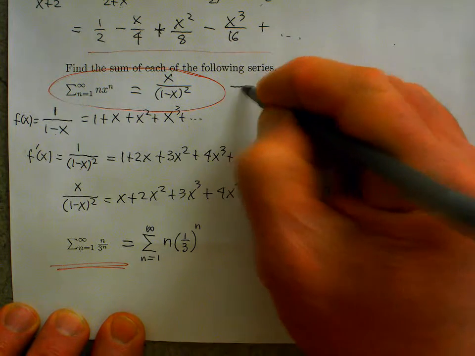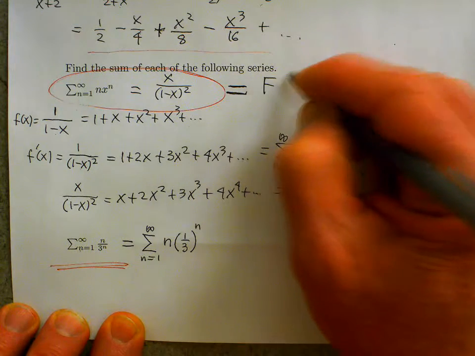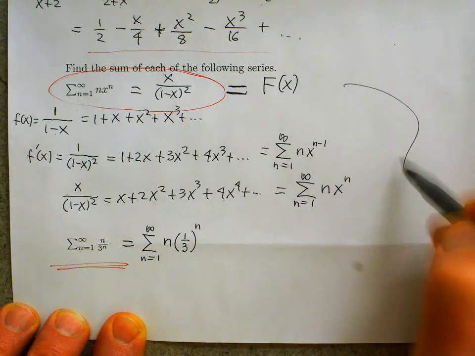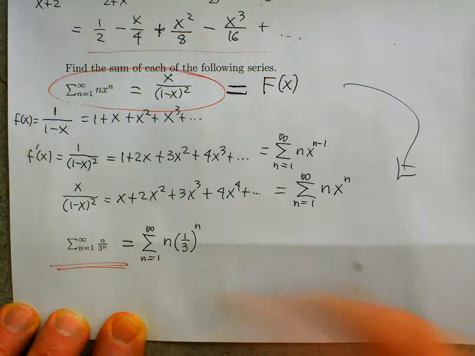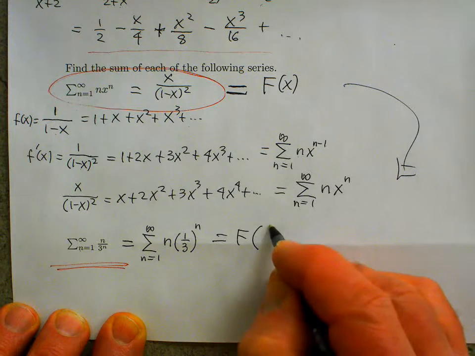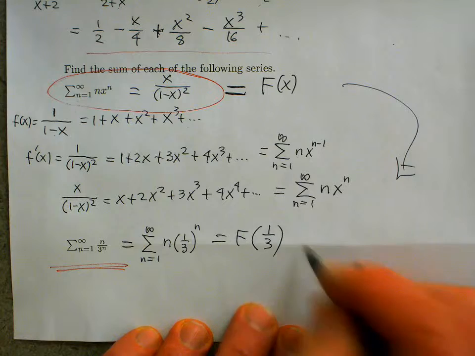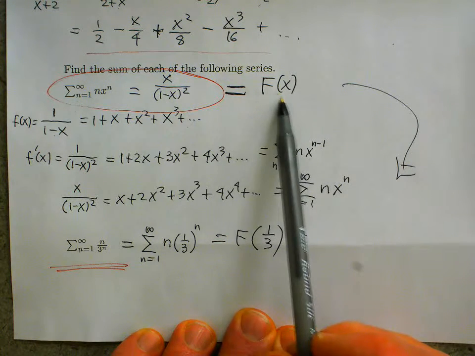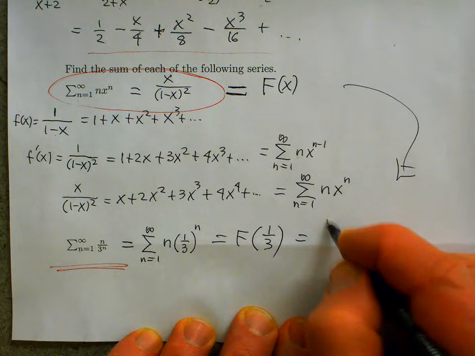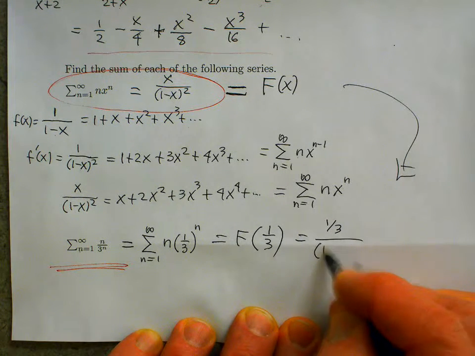So let's call this function capital F of x, say. So we just evaluate this function when x is 1/3. So capital F of x is x over 1 minus x quantity squared. So just replace x with 1/3 and do the arithmetic.